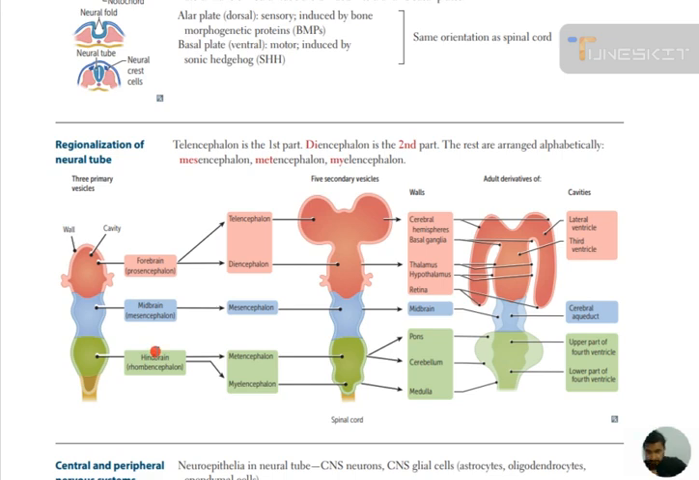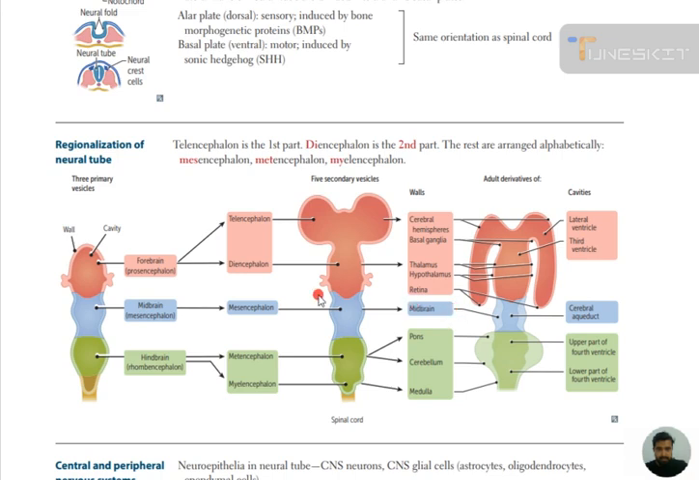The forebrain collectively includes the telencephalon and the diencephalon. The telencephalon differentiates into the right and left cerebral hemispheres, which are more differentiated in this picture. These are the lateral ventricles and the third ventricle. This structure here is the thalamus, and below the thalamus is the hypothalamus, and these are the retinas.